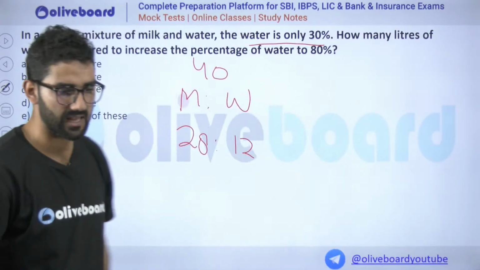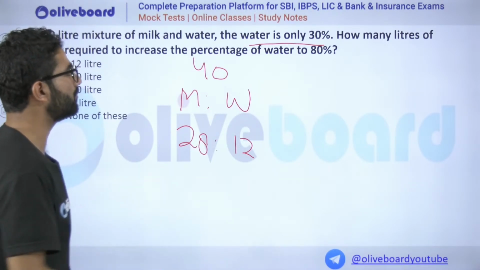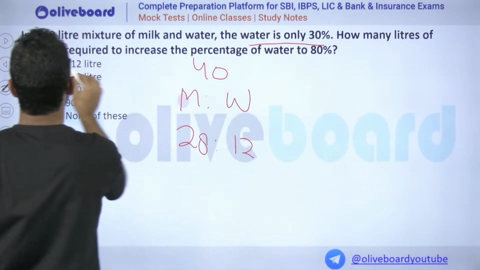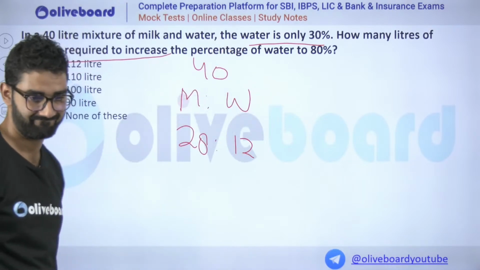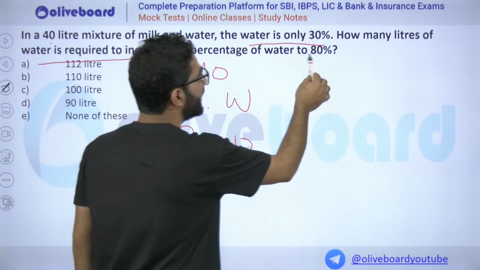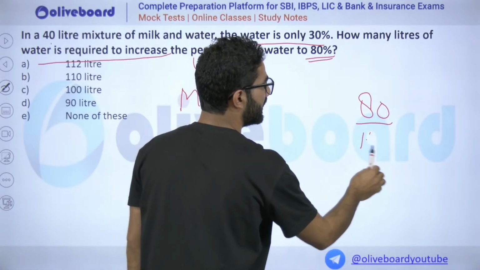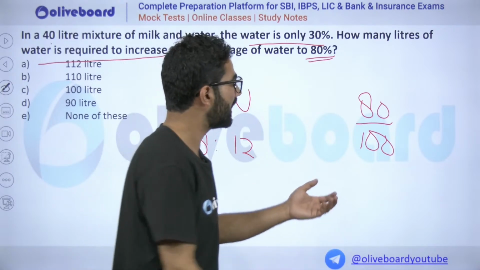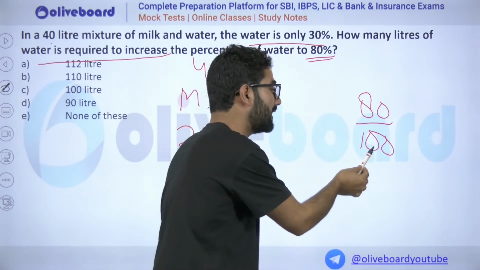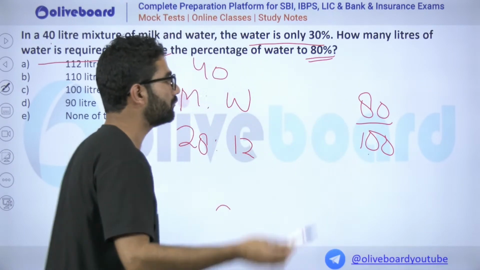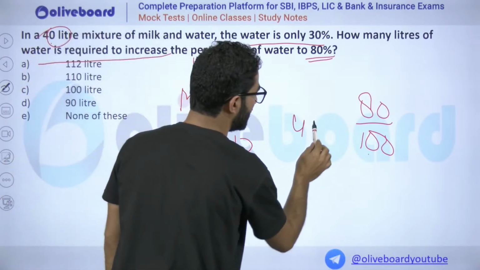Now, if you have calculated this one, 12 is water. Now, we are going to find how many liters of water are required to increase the percentage of water to 80. Check it. What does 80% mean? 80% means 80 upon 100. We are making something where, out of 100 liters of total mixture, there should be 80 liters of water. So this is possible only with how much we have. We have only 40 liters total.